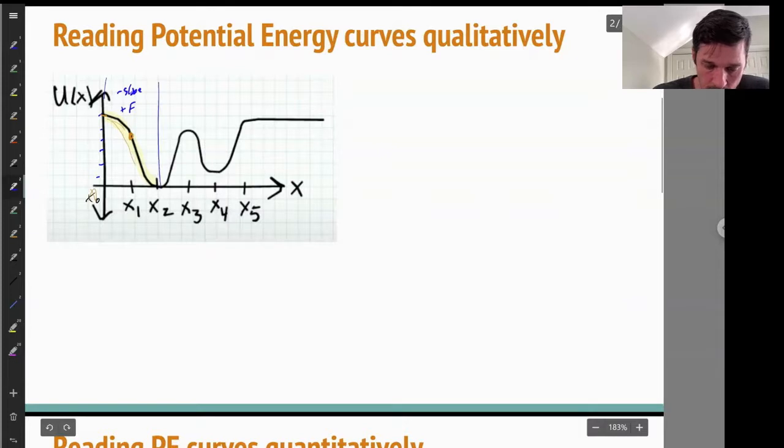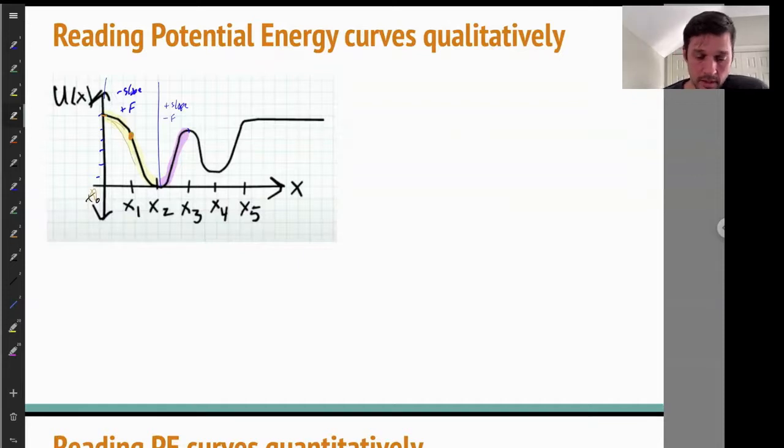And if we look between x2 and x3, we can see that there is a positive slope in that region. So that tells us that a positive slope will correspond to a negative force. And so if we released an object here, for example, there's going to be a positive force. That means if we release it from rest and there's a positive force, it's going to be propelled to the right, propelled in the positive direction. So as you might expect, it's going to go to the right.